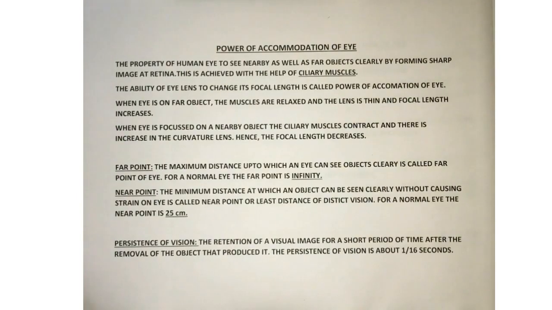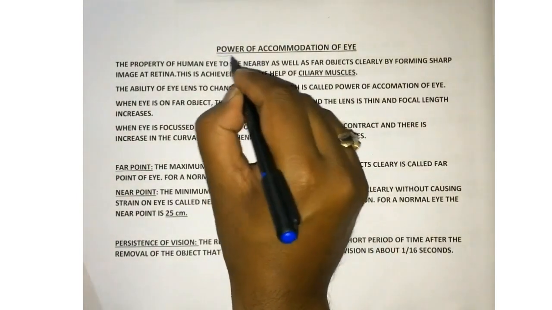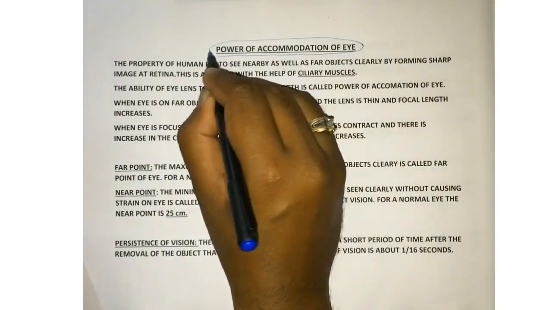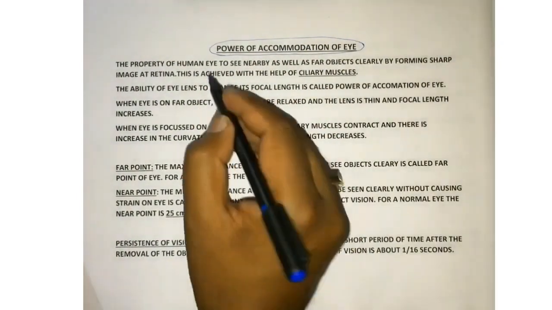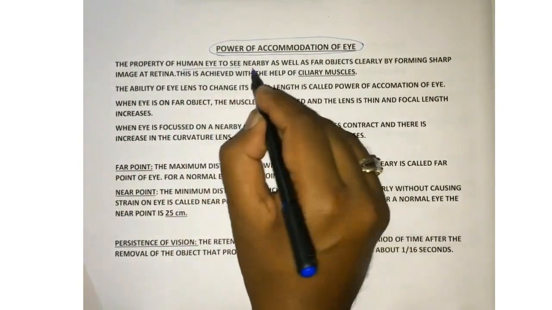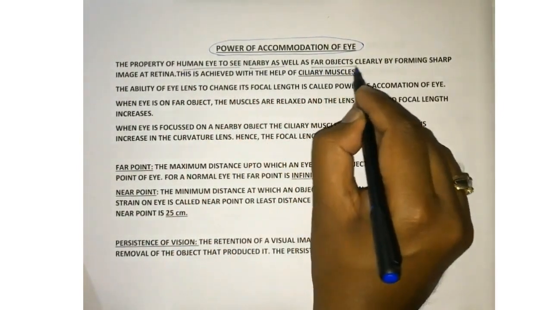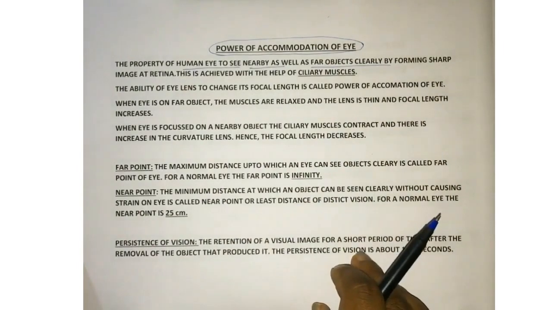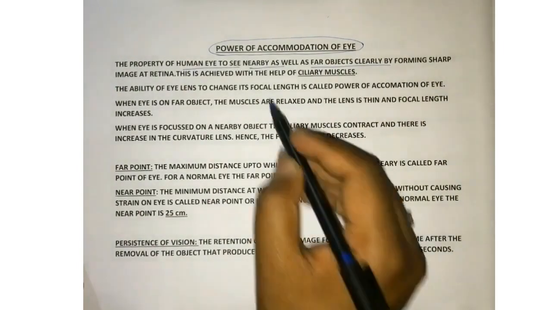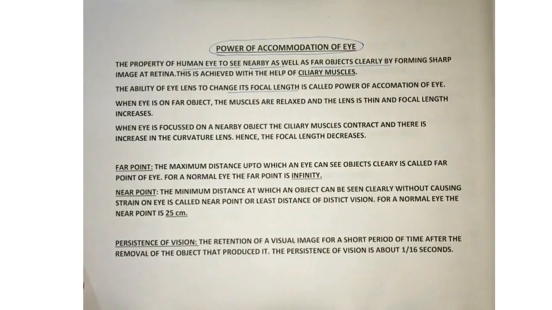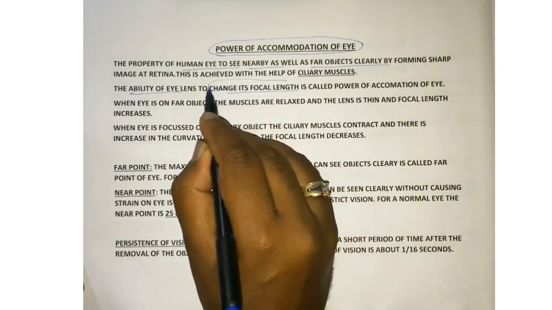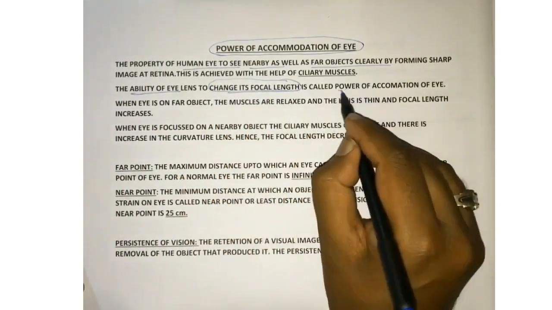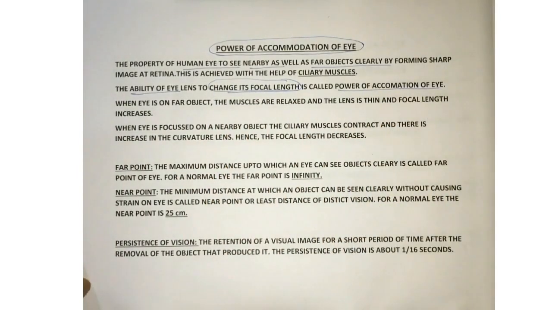Let's start with the concept power of accommodation of the eye. Now, what is power of accommodation? We know that the human eye can see nearby as well as far objects clearly, which means it can change its focal length. So the ability of the eye lens to change its focal length is known as power of accommodation.